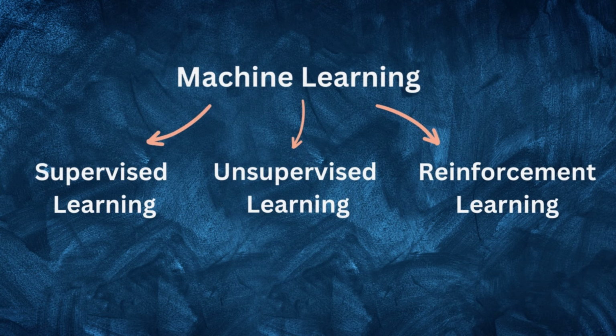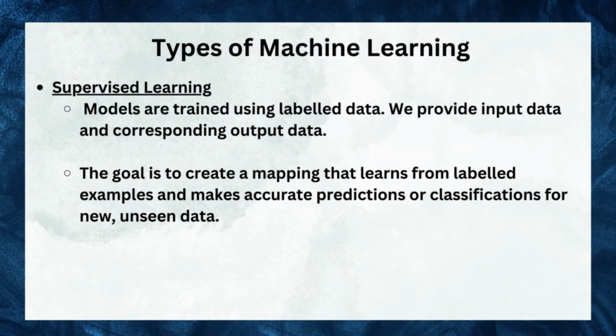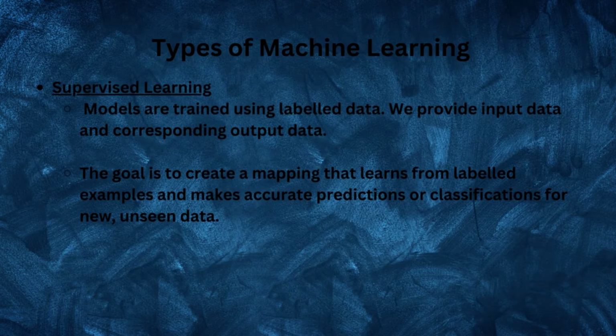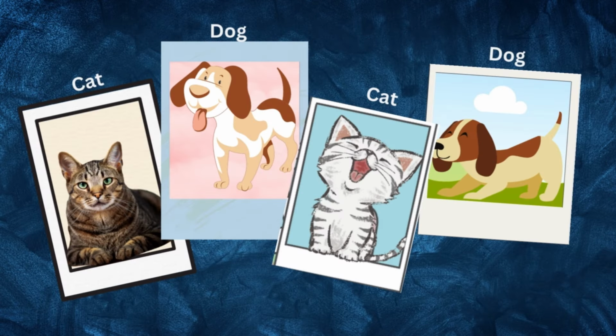Supervised learning. It is a type of machine learning where models are trained using labeled data. In this approach, we provide input data and corresponding output data. The goal is to create a mapping that learns from labeled examples and makes accurate predictions or classifications for new unseen data.